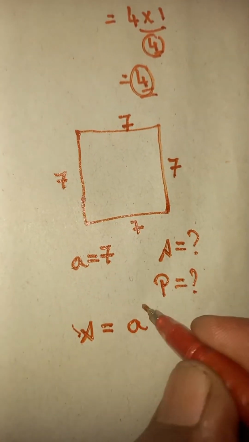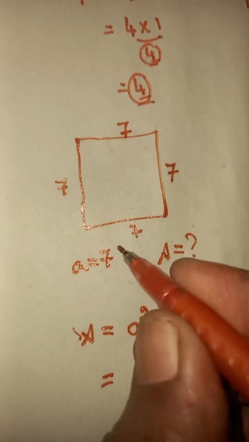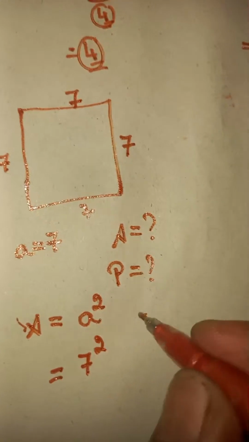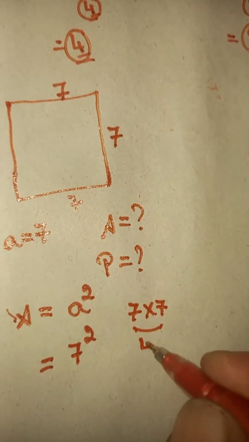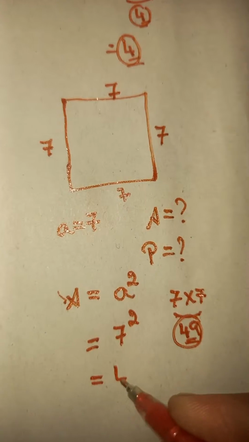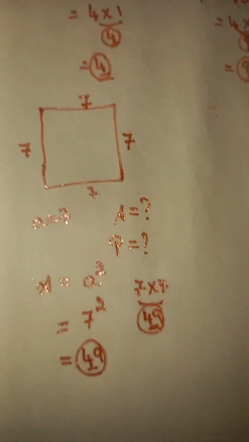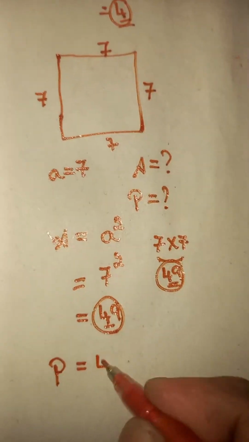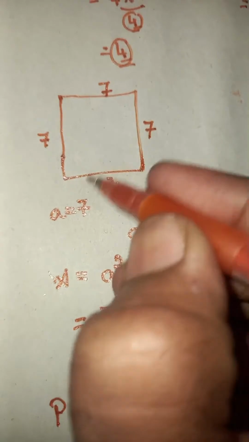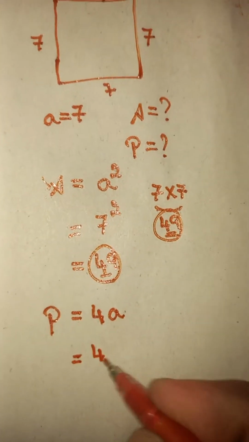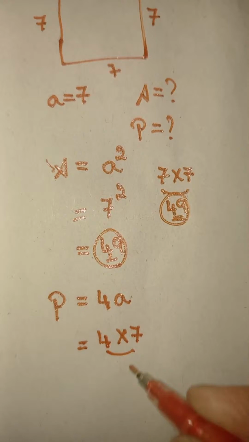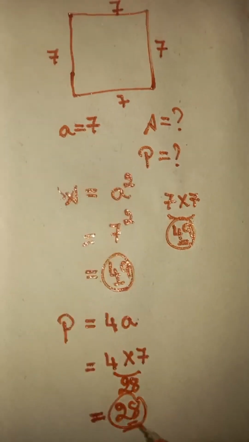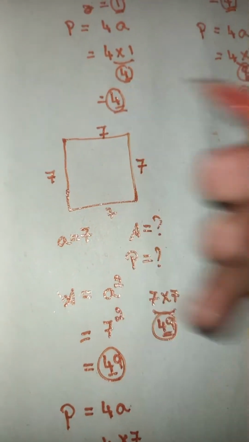Area of the square is side length squared, a squared. Here the side length is 7 units, so it becomes 7 squared. 7 times 7 becomes 49. So this is nothing but equal to 49 square units. Now let's find out the perimeter of the square. Perimeter is going to become 4 times the side length, so this is nothing but equal to 4 times 7 units. 4 times 7 is 28. So 28 units is the actual perimeter of this square.